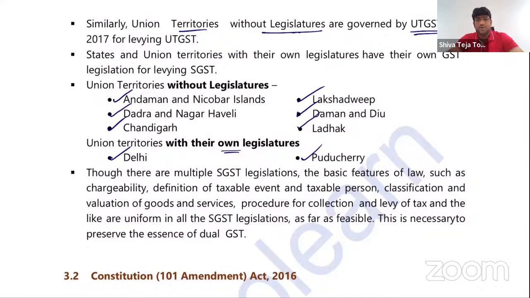Getting clarity, friends? So in case of union territories without state legislature, it is CGST and UTGST. But in case of union territories with state legislature, it is CGST and SGST. That's the differential point you have to keep in mind. Though there are multiple SGST legislations, the basic features of the law, such as chargeability, definition, event, taxable person, classification, valuation, everything remains the same.